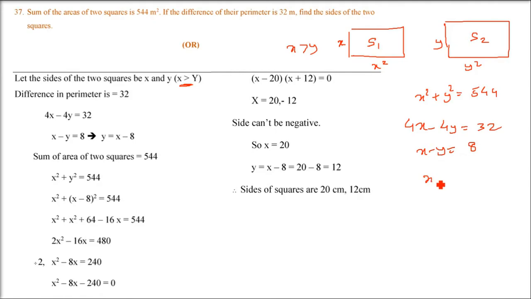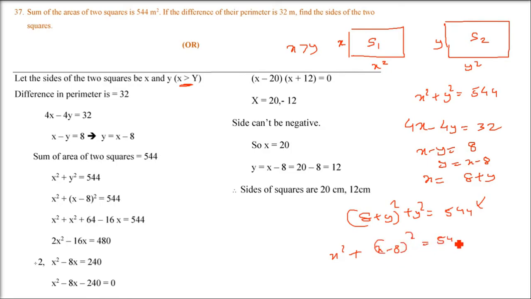Now you can put it here. Either you put x equals 8 plus y, or you can put y equals x minus 8. Whichever way you want to solve, it's up to you. So if you put x as 8 plus y, (8 plus y) whole square plus y square will be 544. For that you need to solve for y. Now you can also do this: y equals x minus 8, put it here. So you get x square plus x minus 8 whole square equals 544. Now you can solve for x.